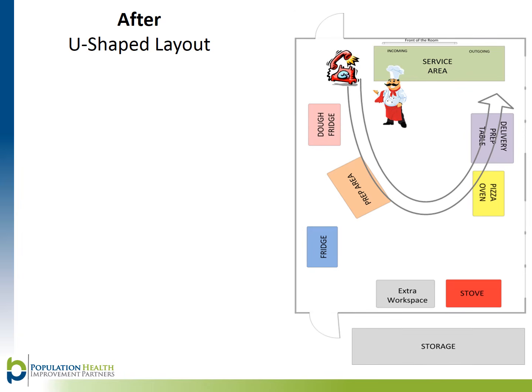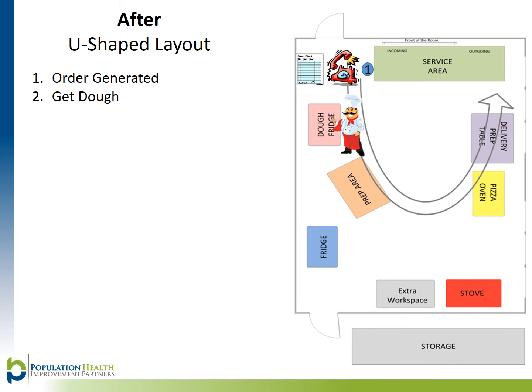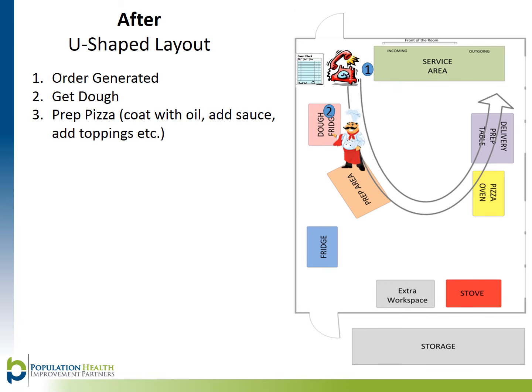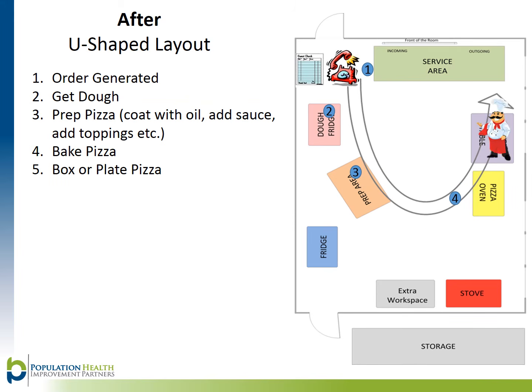Now let's revisit the pizza place example, and this time apply the U-shaped design to the process, the after. First, the pizza order is generated. Then the cook gets the dough. He then preps the pizza, coats it with oil, adds sauce, and adds toppings, etc. Then he bakes the pizza. Then he boxes or plates the pizza. And last but not least, he delivers it to the customer.